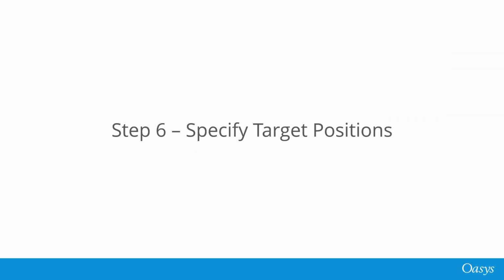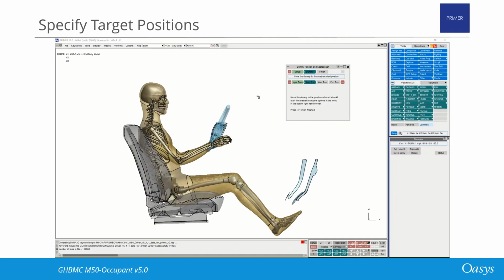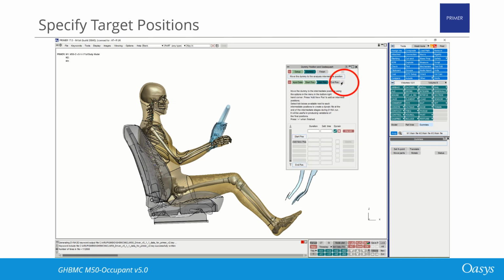The next step is to specify your target positions. First, we want to record our starting position. We've already done this earlier in the process, so here we just click Next. The next panel is where we define our intermediate stages. Here we can specify any number of intermediate stages. Let's specify one stage where we move the feet.